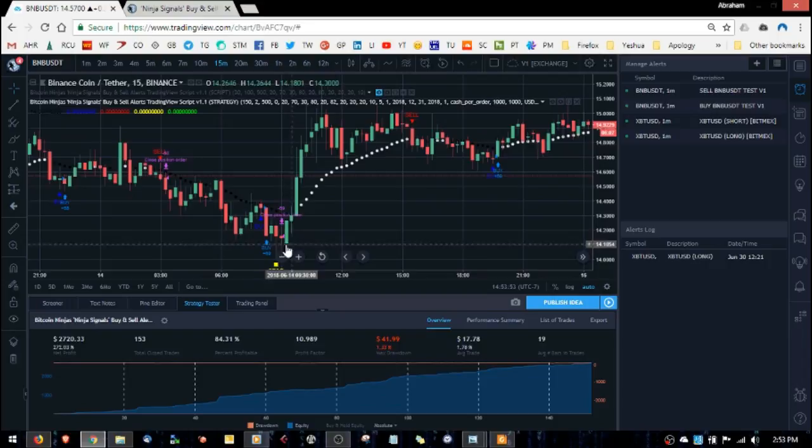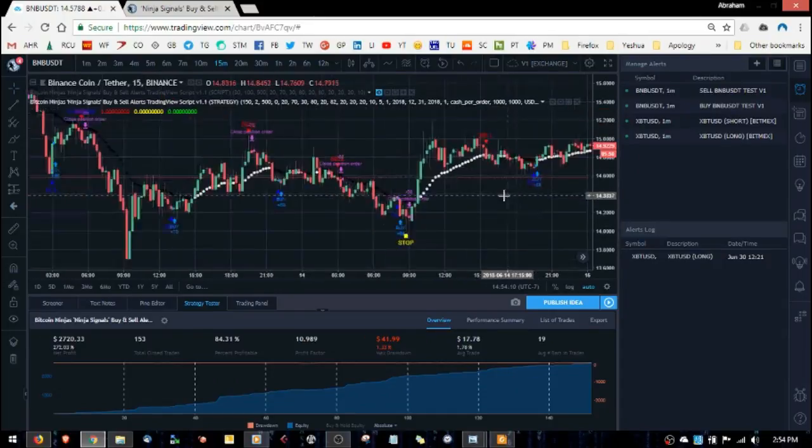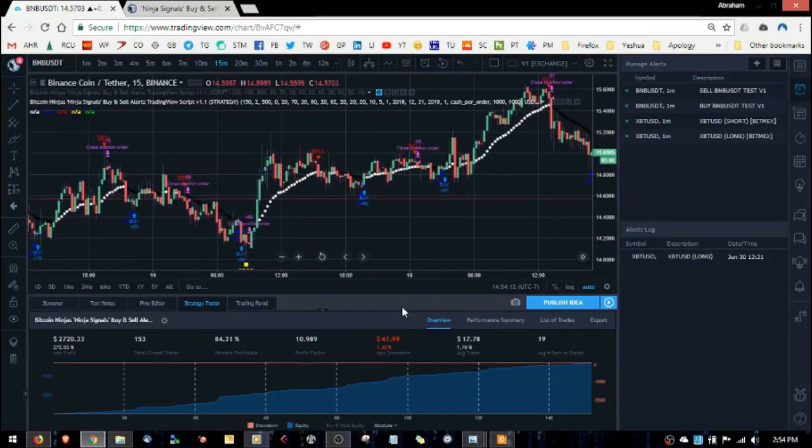So in this particular case, that would have been too tight of a stop loss, because if we would have had a larger stop loss, we would have had that little drawdown, and then price would have shot up here, and we would have sold up top at the sell arrow up there.